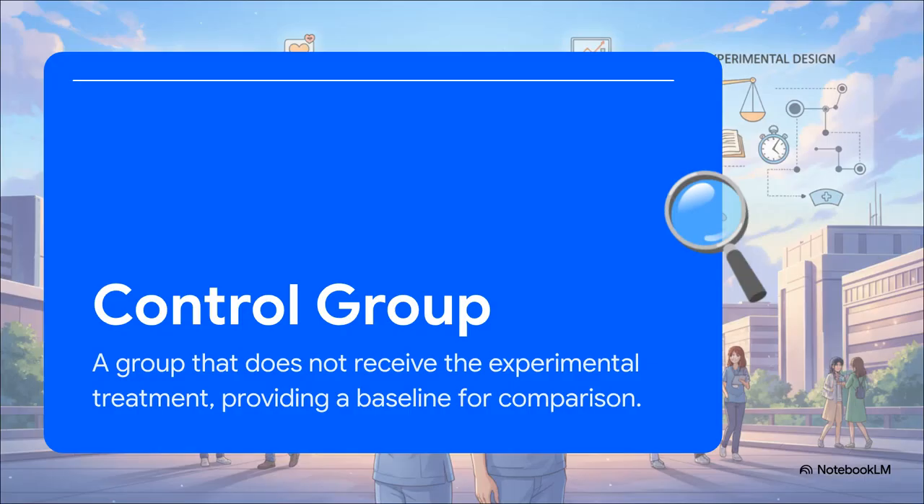Okay, next up is control. And this is absolutely crucial. I mean, how do you really know the herbal tea worked? Maybe those patients' anxiety would have gone down anyway. To figure that out, you need a control group. This is a very similar group of people who don't get the tea. They give you a baseline, a point of comparison, so you can see the real effect of your treatment.